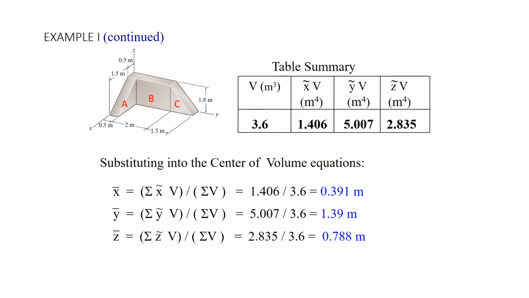So to complete this example, we take the bold portions of the table that we had on the previous slide, and we're now able to calculate x bar, y bar, and z bar as the ratio of the different columns. So 1.406 over 3.6 gives us x bar, etc. So now we know the location of the centroid of the composite body, which is made up of these three individual segments.